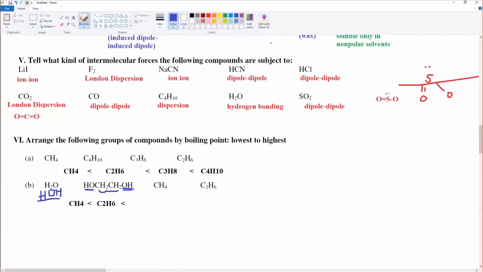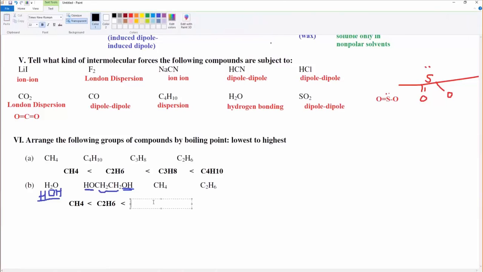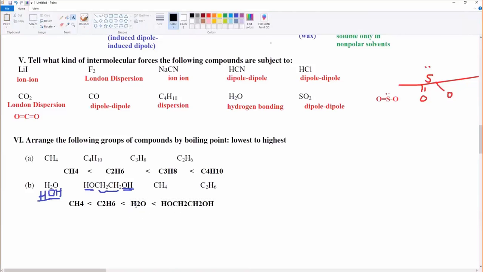Does that make sense? So H2O is the smaller of the molecules that has 2 hydrogen bonds. And then this is actually ethylene glycol. Water has a boiling point of about 100 degrees Celsius. Ethylene glycol is about 190 degrees Celsius. Okay, so that's that section.